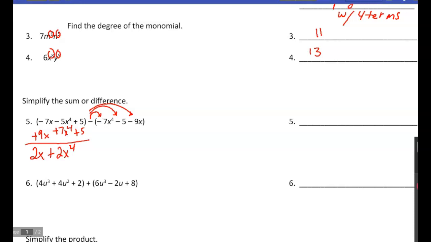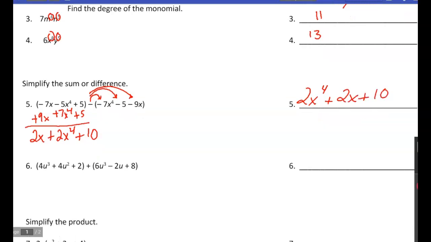And 5 plus 5 is 10. But then my answer, I can't write it like that. So if this was a short answer, it would probably be worth 3 points, 1 for your work, 1 for your answer, and then 1 for having it in standard form.